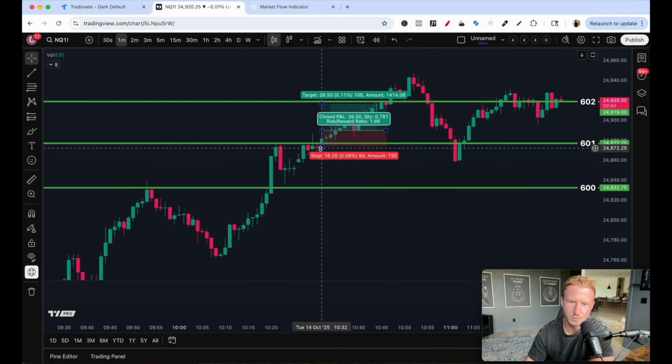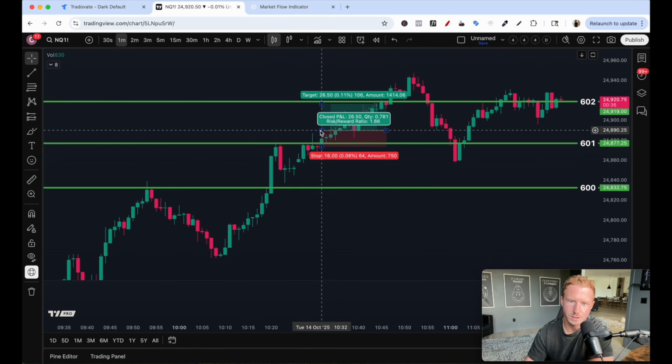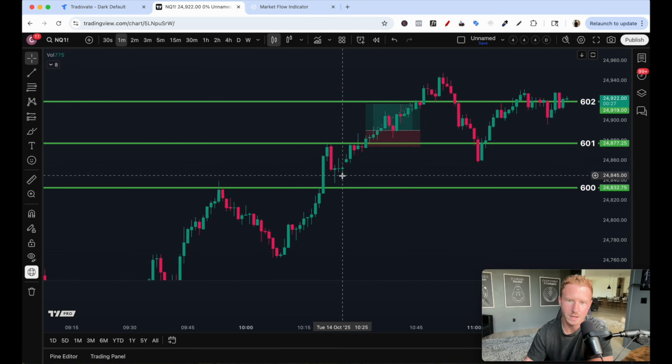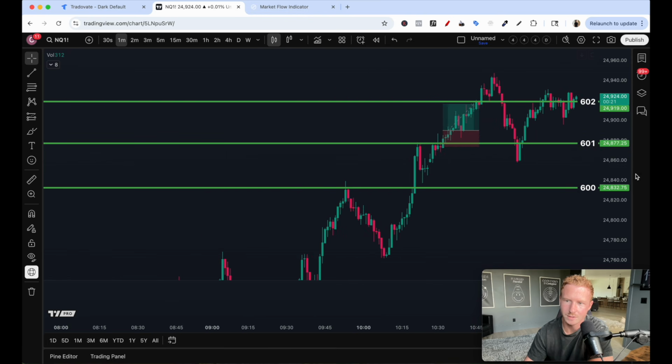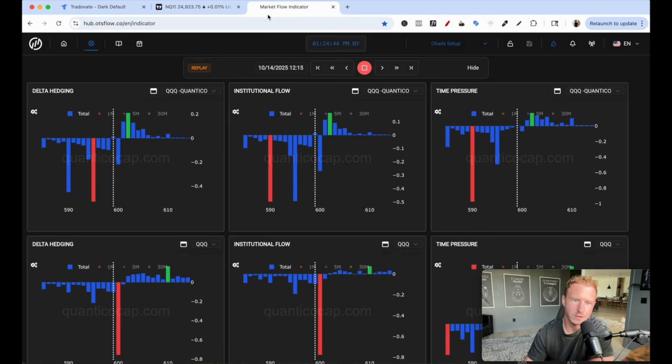Okay, so as soon as we broke above 601 right here, I actually got an entry around right here, and I took this thing straight up to 602 and put my stop right below the level. So nice risk reward on this trade, and it played out nicely. So anyways, guys, that was my trade for the day. Like I said, it's just reading the market flows. Where does the market want to go? And really learning how to read the market structure, right?